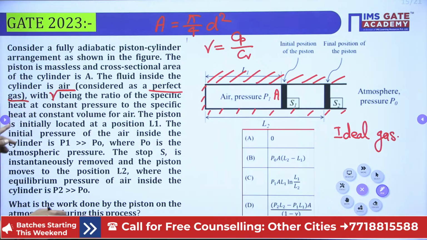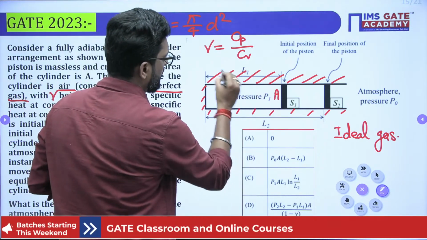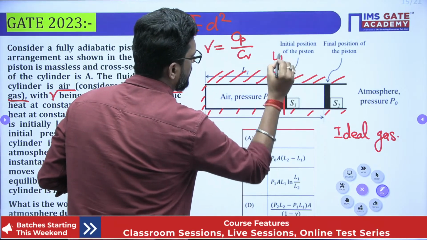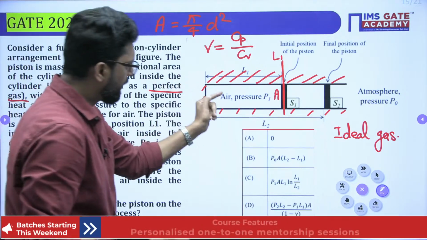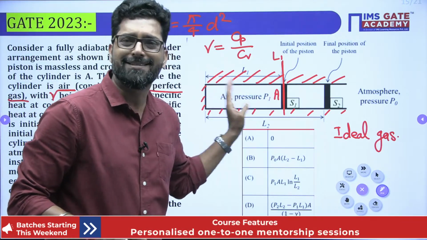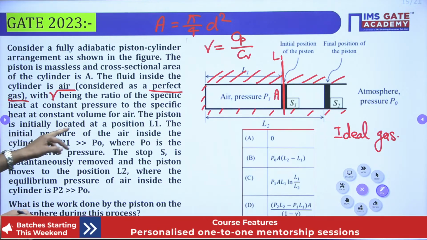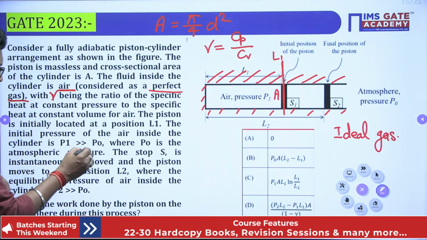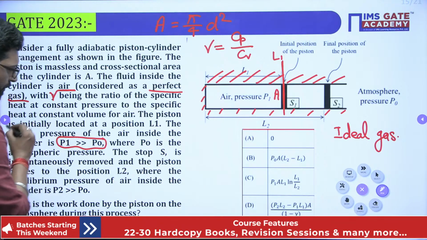The piston is initially located at the position L1. That means this position is the initial position L1. The piston is at this position initially, and the air inside the cylinder has a pressure P1. The initial pressure of the air inside the cylinder is given, and this line is very important so that you have a very clear understanding.